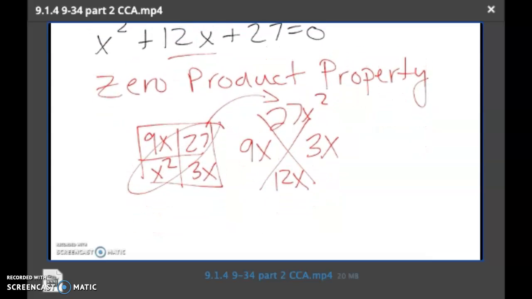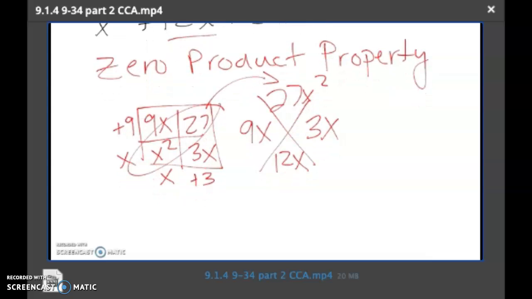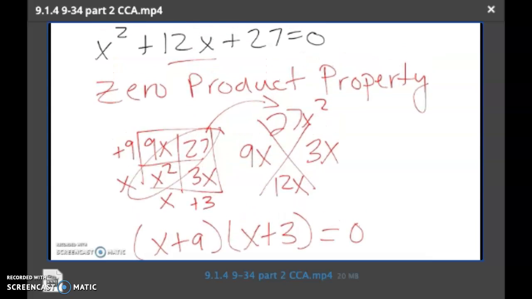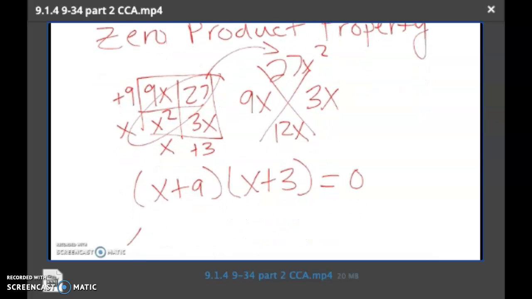All right, and now I'm going to look for the dimensions of my generic rectangle. So this has to be x and x. That would make this a positive 9, and then this a positive 3. So now I have x plus 9 times x plus 3 equal to 0. Okay, so I've taken the quadratic equation from standard form into the factored form. And we did that by using the generic rectangle and diamond and factoring it. Now we use the zero product property and set each factor equal to 0 and solve for x.